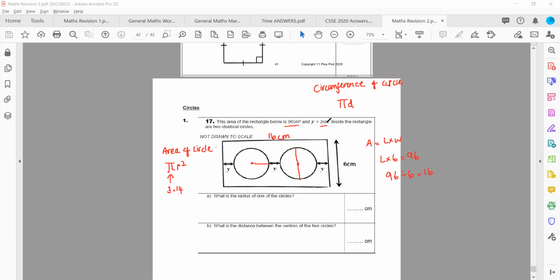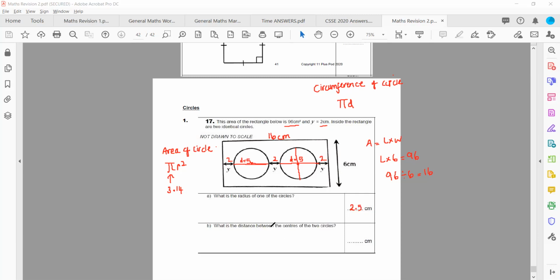Each of the y's is 2. So this is 2, this is 2, and this is 2. So 2, 4, 6. So the diameters of the 2 circles must total 10. So this diameter here equals 5, and the diameter here equals 5. Now, what is the radius of one of the circles? We know that the radius is always half of the diameter. So the radius of one of the circles would be half of 5, which is 2.5.